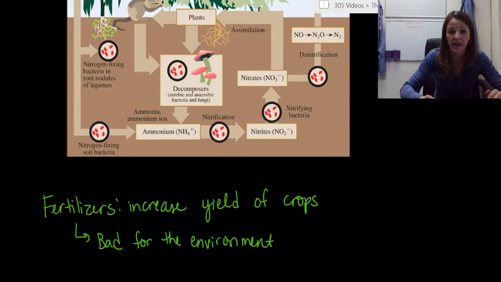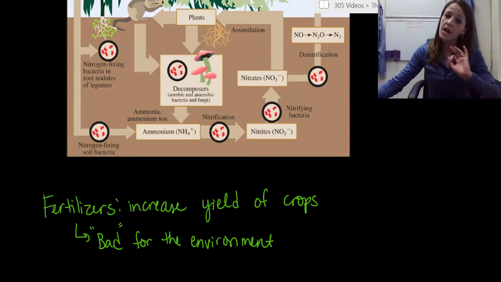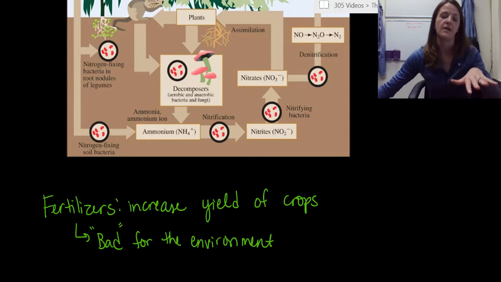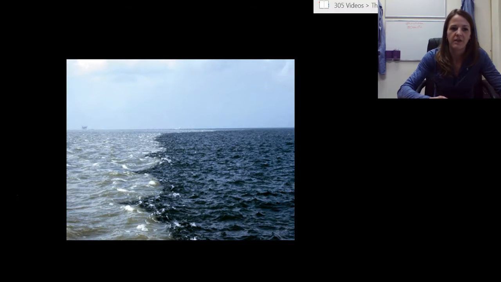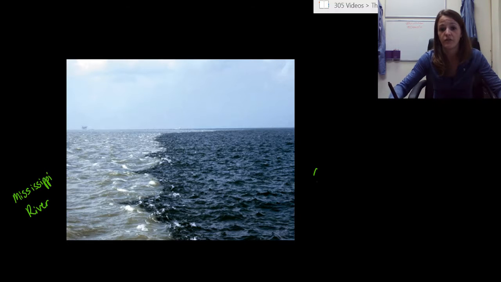So I'm going to actually put the word bad in quotes because I don't want you to think that fertilizers are really bad, because sometimes they are really bad. Specifically when you have fertilizer runoff. And so this is a picture of, on the left side, we have our Mississippi River, and on the right side, we have the Gulf of Mexico. And so you can very, very clearly see where the two bodies of water meet.